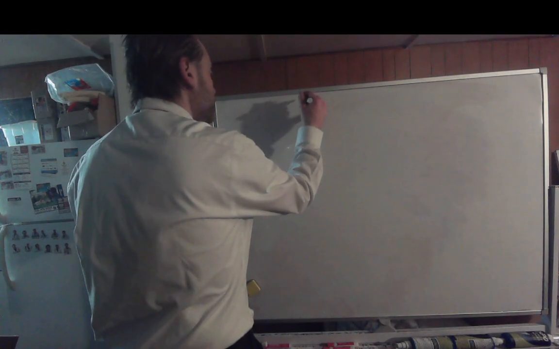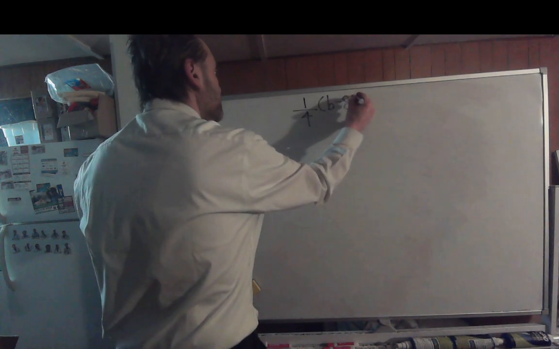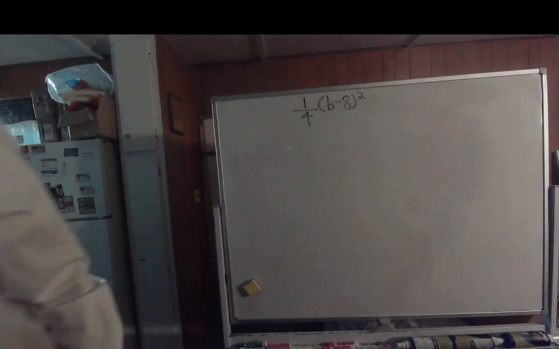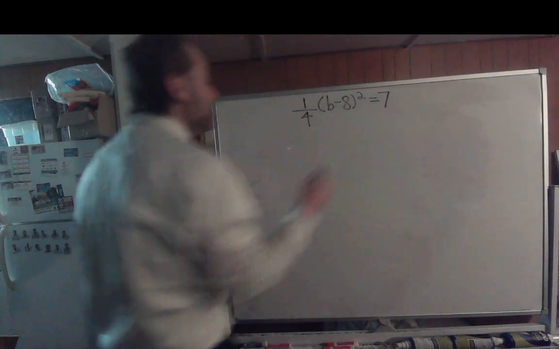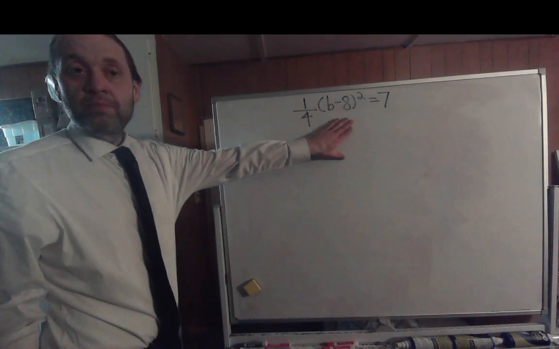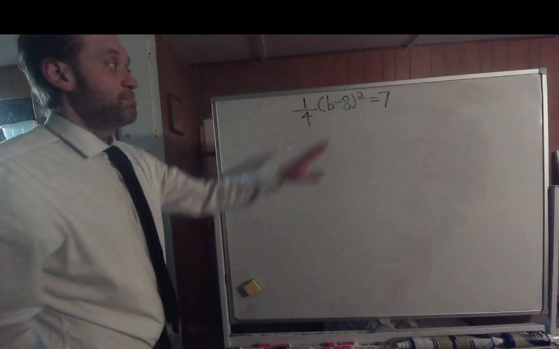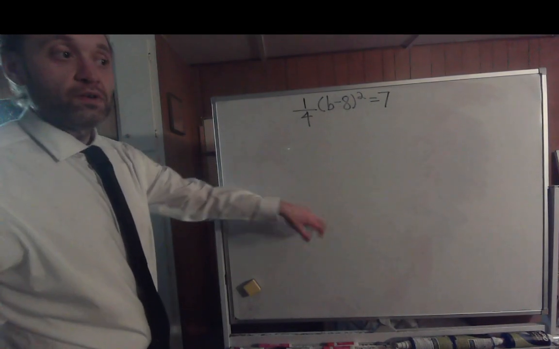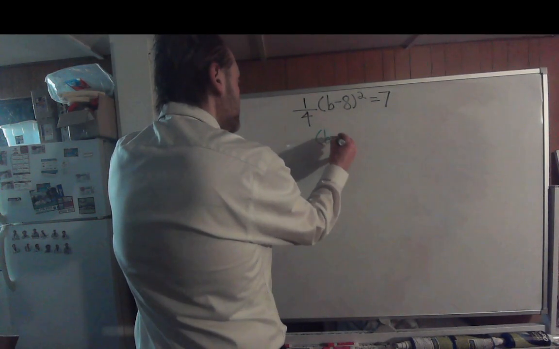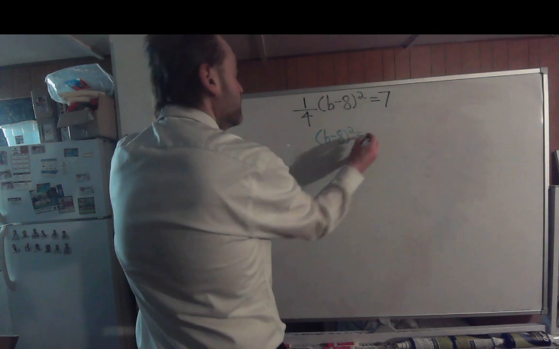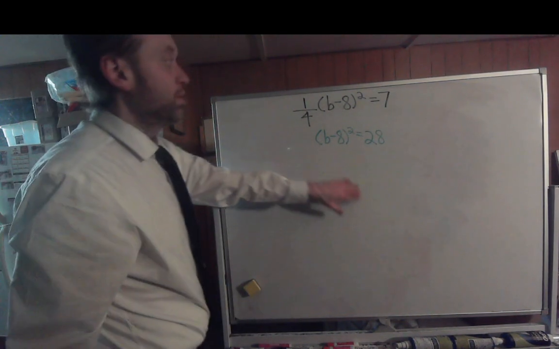Alright, good one. So we have 1/4 times the quantity of b minus 8 raised to the second power is equal to 7. I think we should get that b minus 8 to the second power by itself first, so let's multiply both sides by 4. You'll end up getting the quantity of b minus 8 raised to the second power would equal 28.